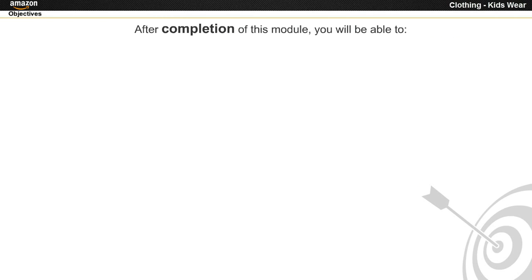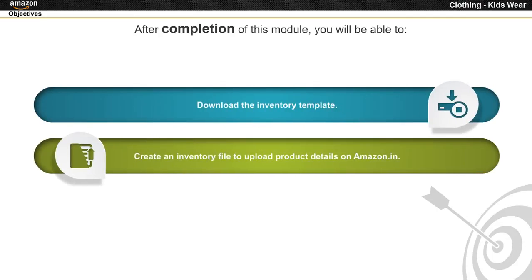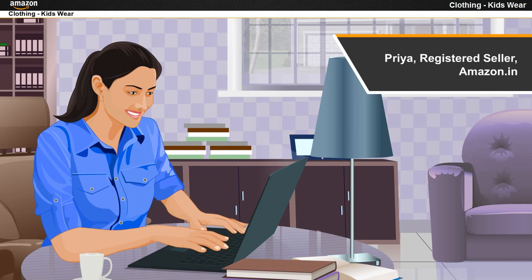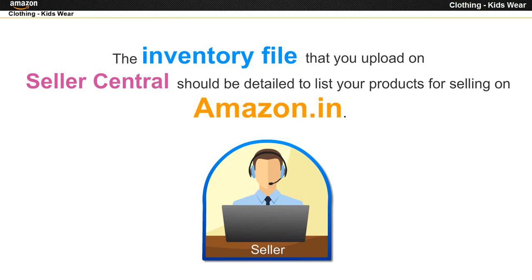After completion of this module, you will be able to download the inventory template and create an inventory file to upload product details on Amazon.in. Priya, a registered seller with Amazon.in, wants to create an inventory file for a product belonging to the clothing kidswear category.